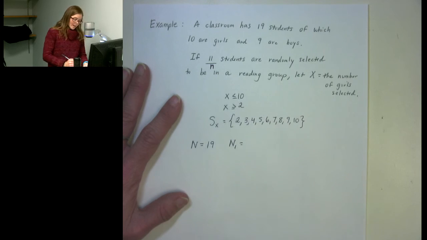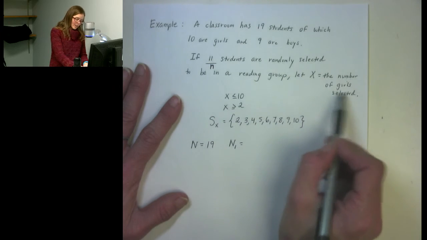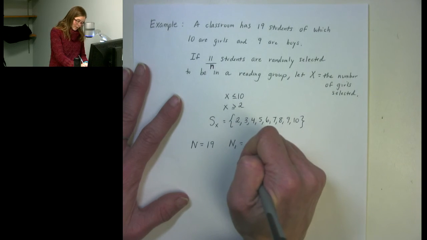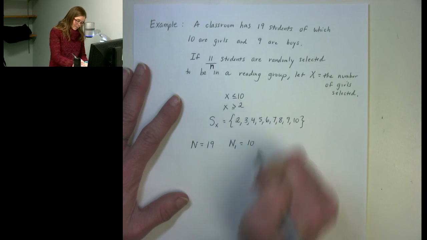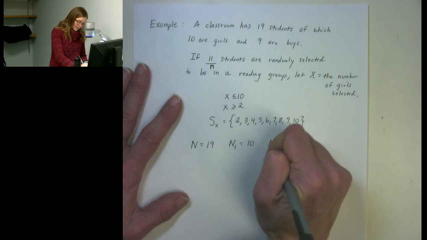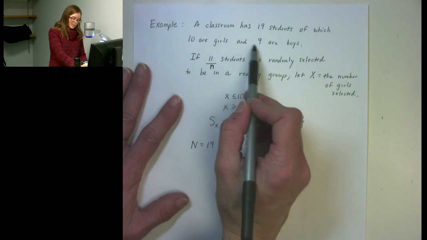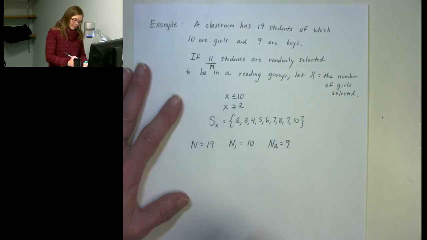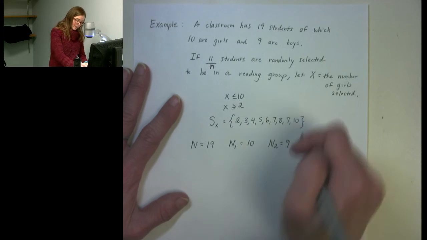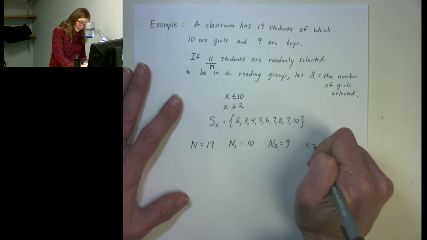n1 is the number of type 1. Since I'm interested in girls, we'll make type 1 be the girls. There are 10 of them. n2 is the number of the other type. The other type are the boys. There are 9 of them. I already said that n, the number I'm selecting, is 11.